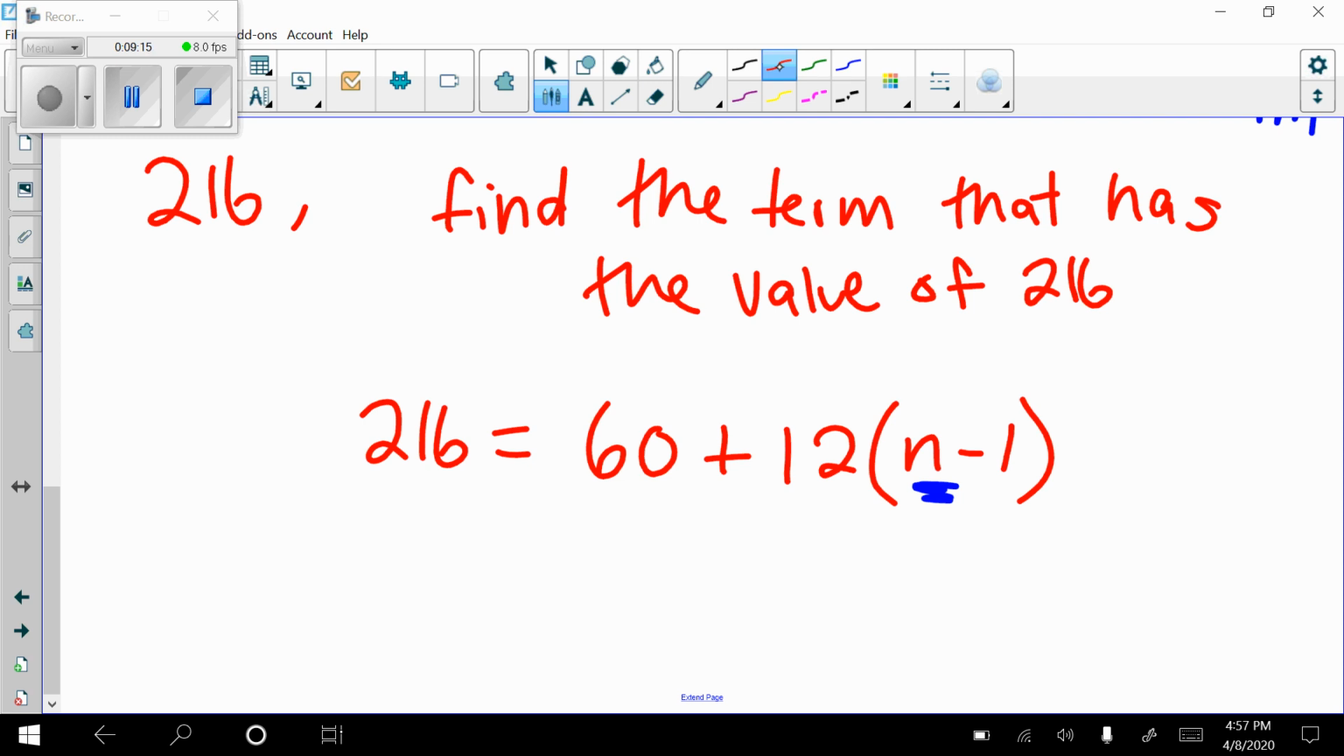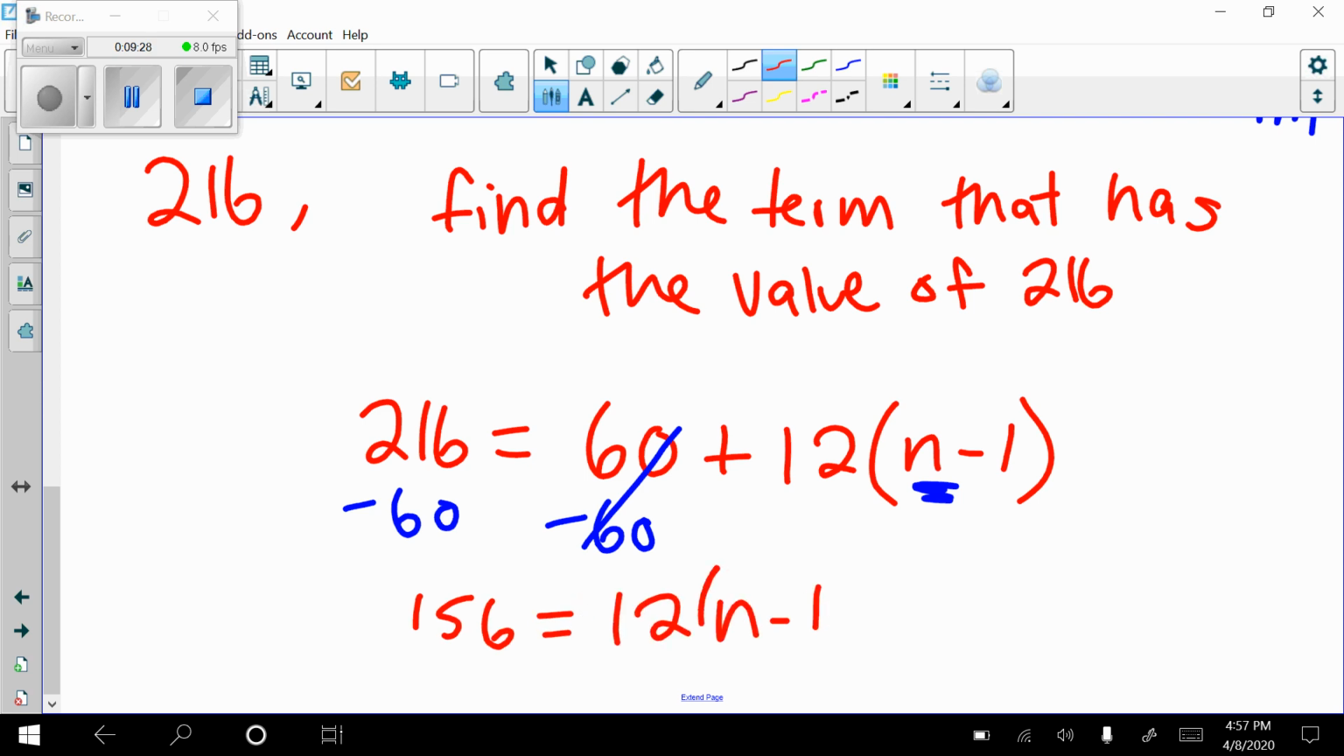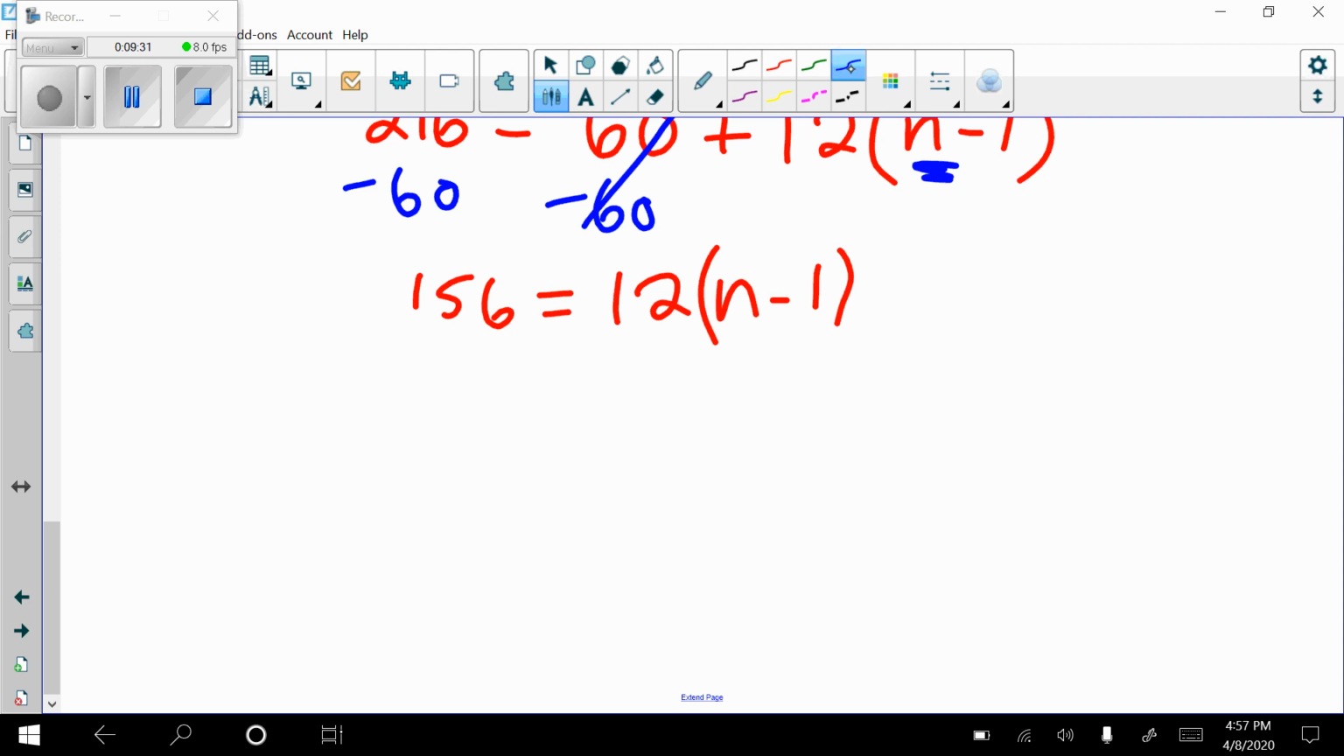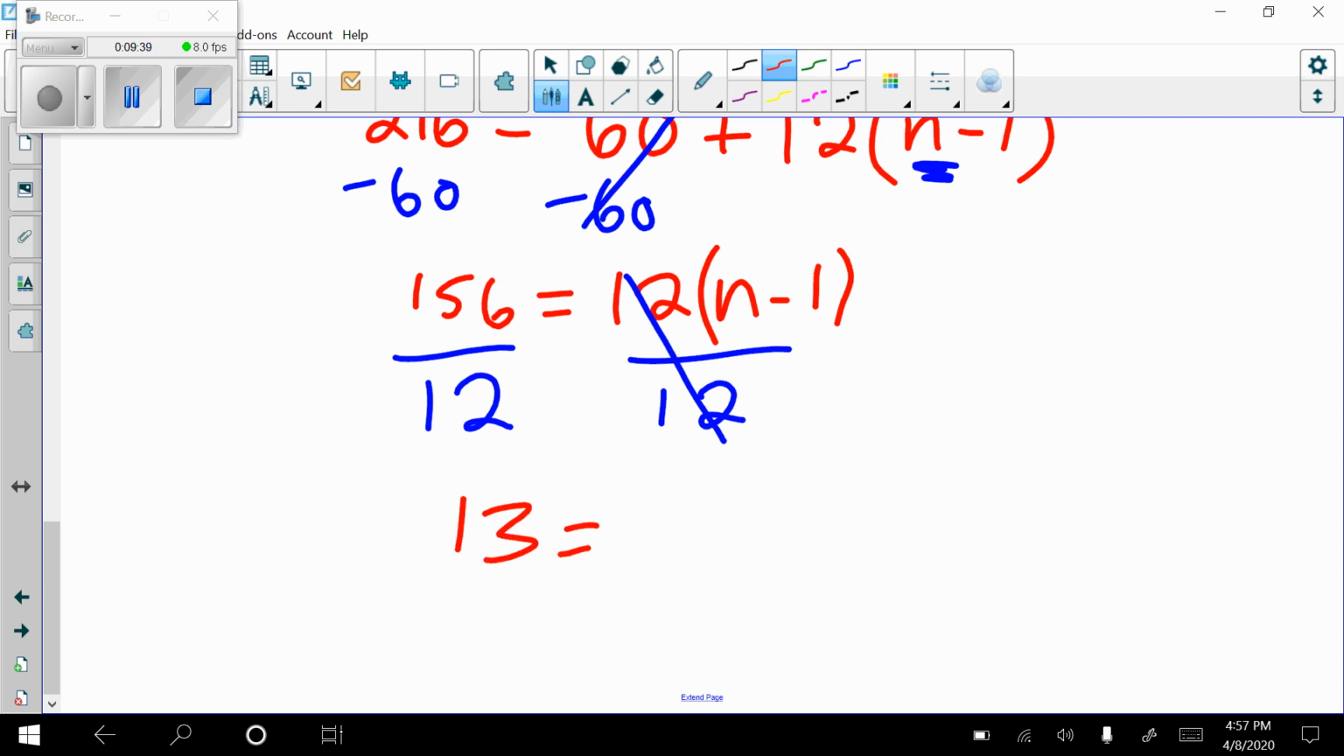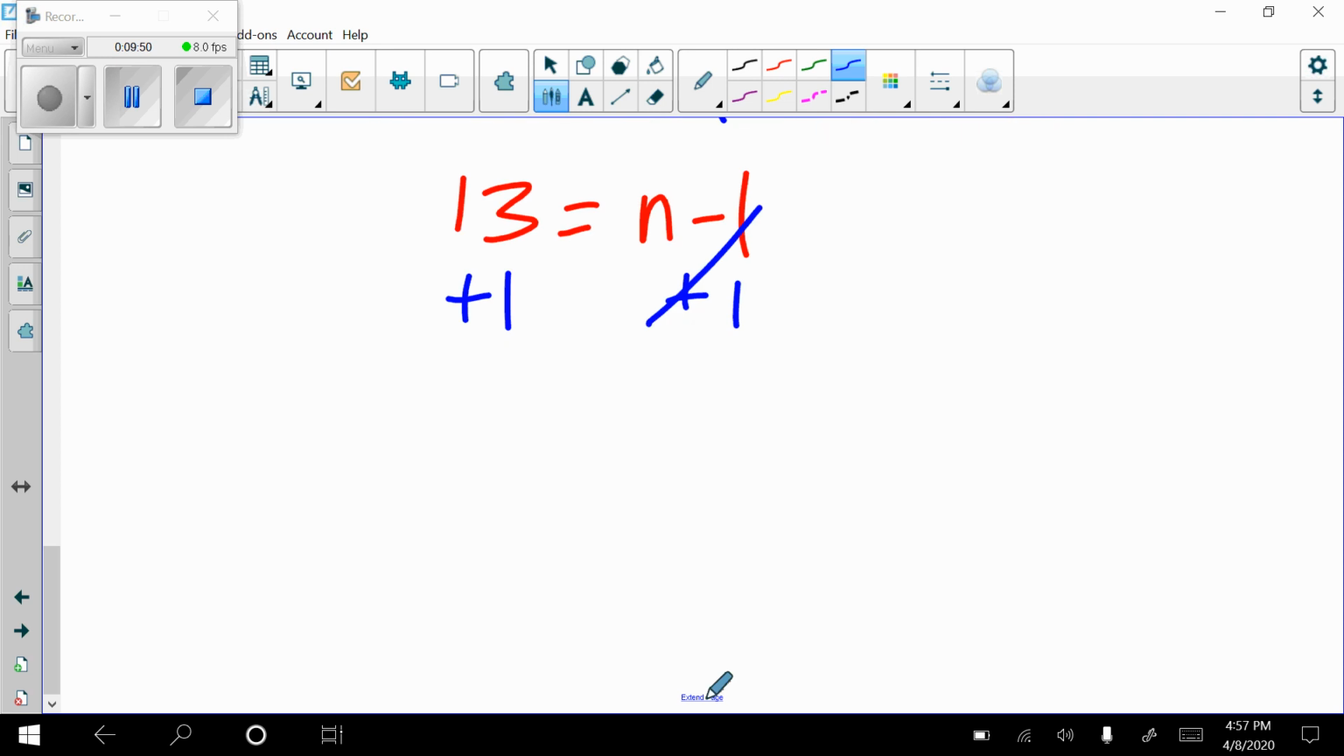So the first step would be to subtract 60. This is going to be 156. And then divide by 12, which is 13. And the last step is add the 1 over. I know that that looks obvious, but in previous years, a lot of my students forgot that last step to add the 1, so please don't forget that.